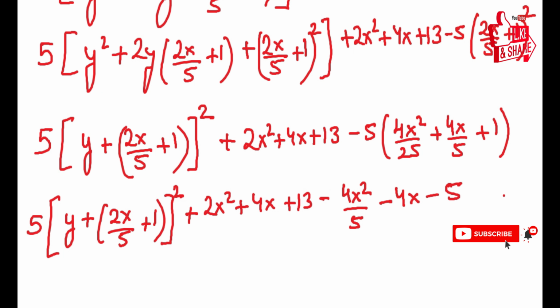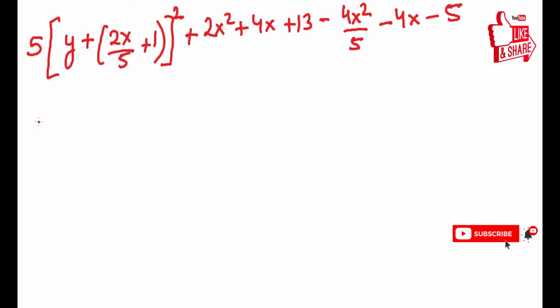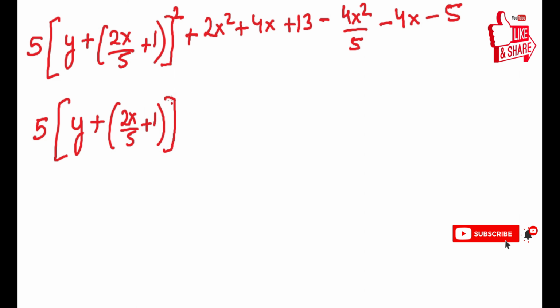Now the x square things we have to separate. So 5 bracket y plus 2x by 5 plus 1, this thing will remain in square, and now this part, 2x square, and this thing we have to subtract. So we have to take the LCM: 5 2s are 10, 10 minus 4 is 6, so we can write 6x square by 10 plus 4x, and 4x gets cancelled. Okay, this thing 13 and 5, when you subtract you will get 8.